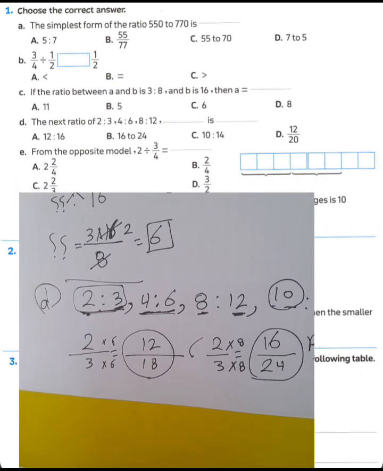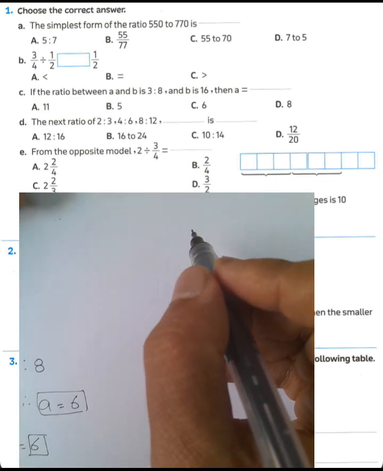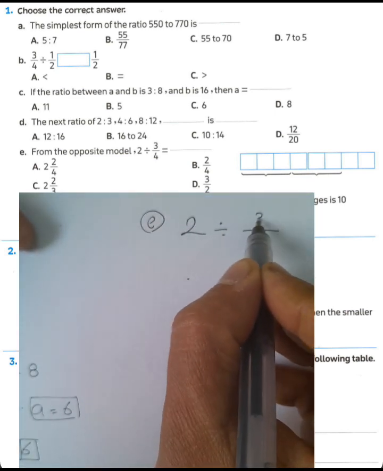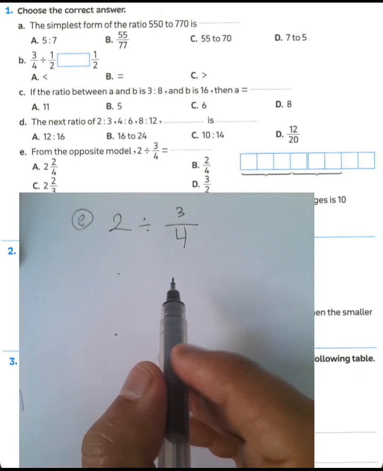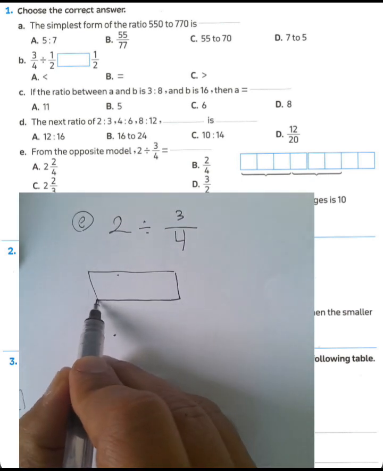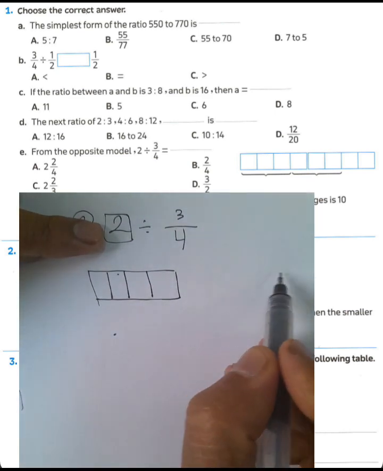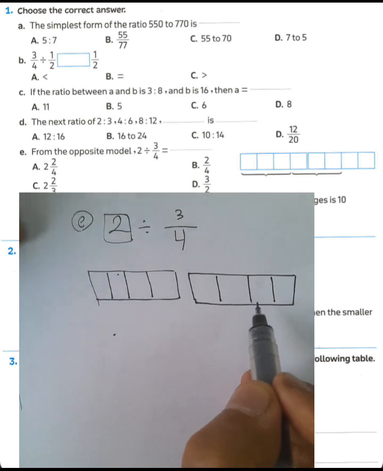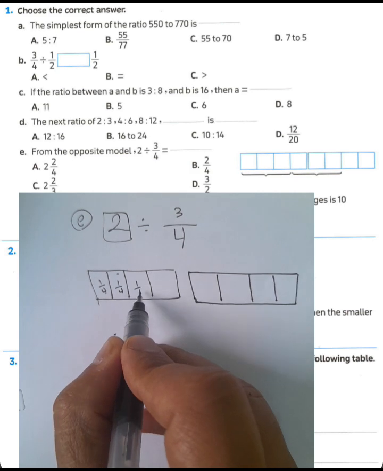Next example, from the model, we want to find the quotient of 2 divided by 3 over 4. Question letter E, we have 2 divided by 3 over 4. How many 3/4 are in 2? We can draw 2 models and divide each one into 4 parts: 1, 2, 3, 4. Each one contains fourths: fourth, fourth, fourth, fourth.